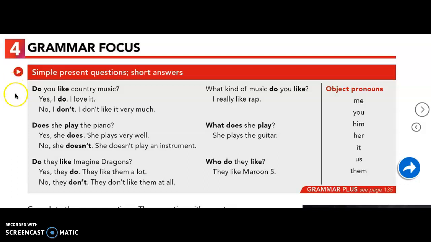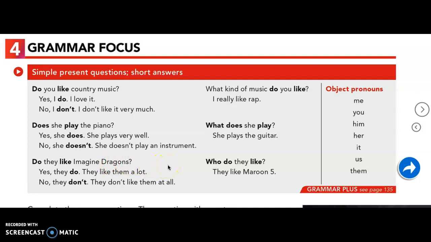As you can see in the chart, there are two columns. In the first column, you see three different questions with two possible answers each. And in the second column, you see three different questions with one possible answer each. So I'm going to read the questions. Do you like country music? Does she play the piano? Do they like Imagine Dragons?